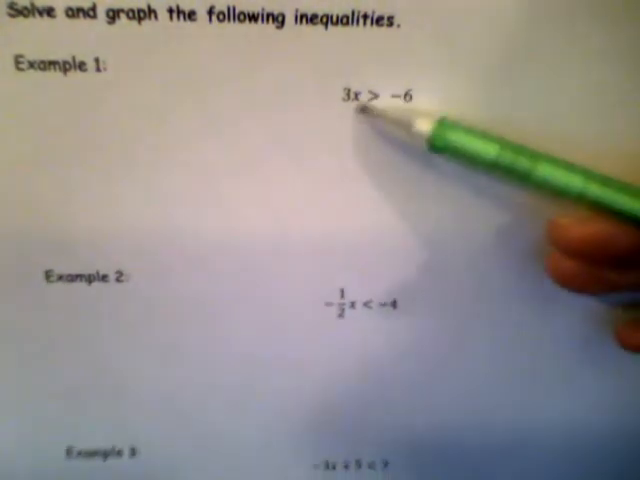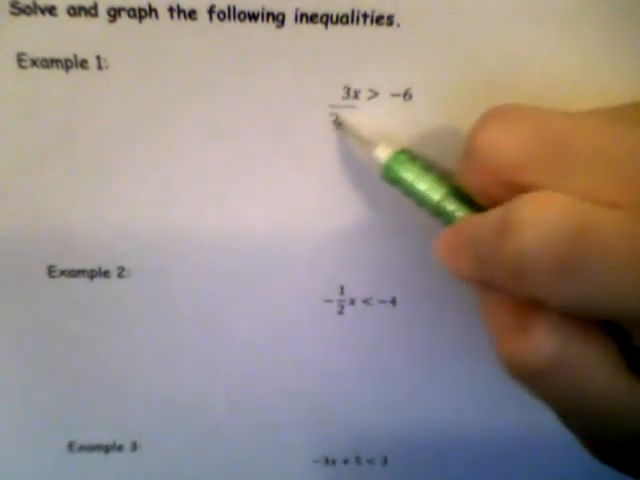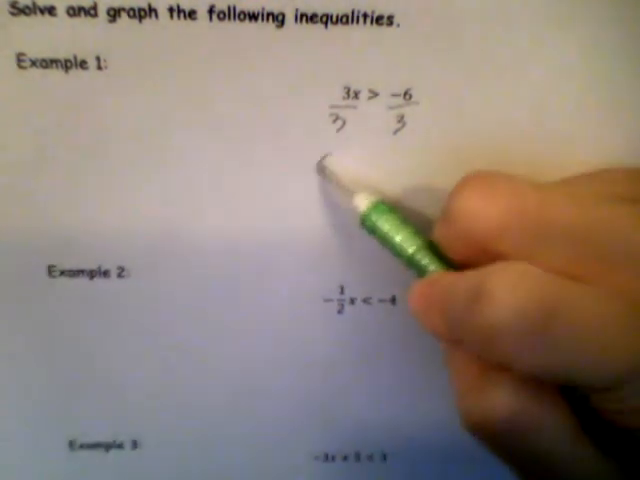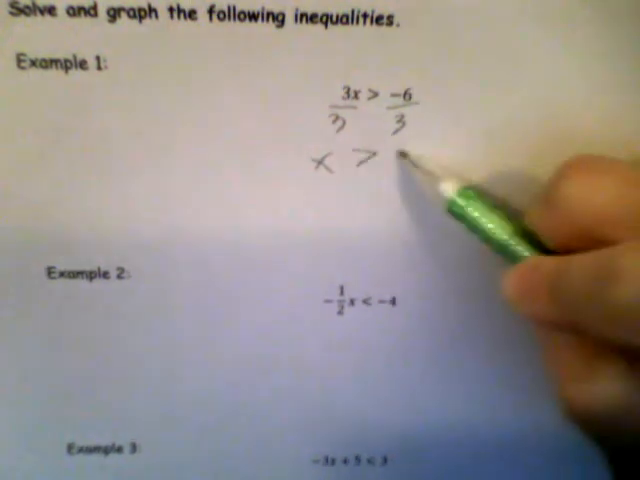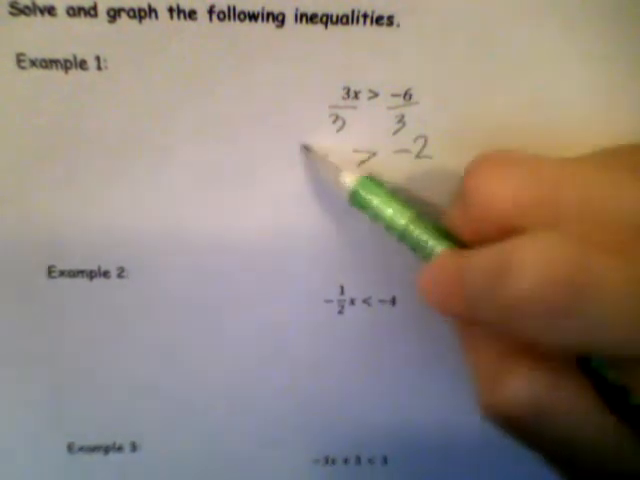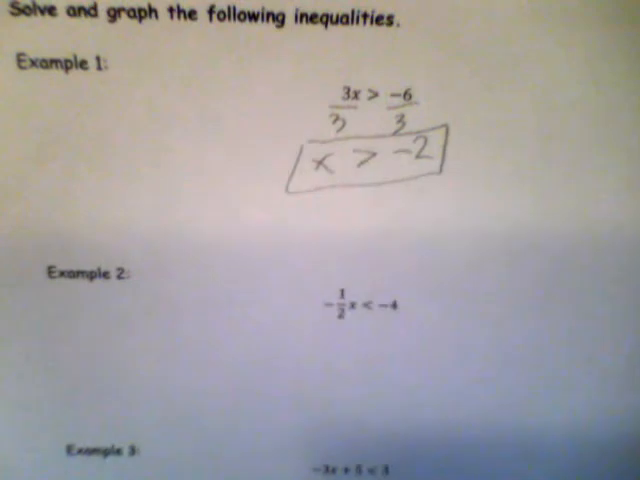Example 1 says 3x is greater than negative 6. So I have to think, well, if this were an equation, to get the x by itself, all I would do is divide both sides by 3. Same thing here. To solve this inequality, I just have to divide both sides by 3. When I divide both sides by 3, I get x is greater than negative 2. That's my final answer. So now I just have to graph this.